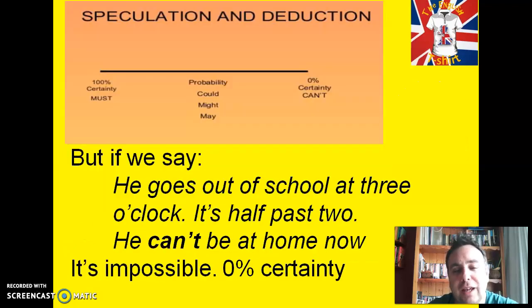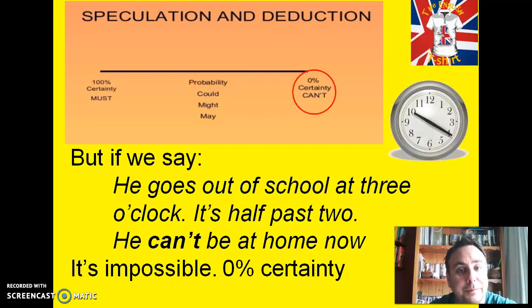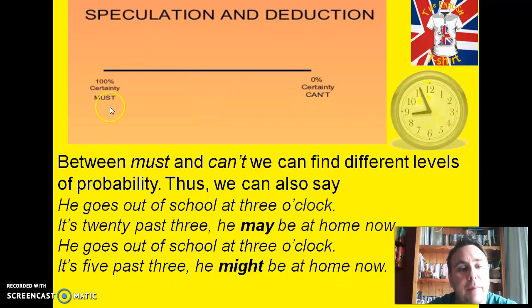But if we say, he goes out of school at 3 o'clock, it's 2:30, he can't be at home now. Él sale del instituto a las 3, son las 2:30, él no puede estar en casa ahora. It's impossible, 0% certainty. But between must and can't, we can find different levels of probability.